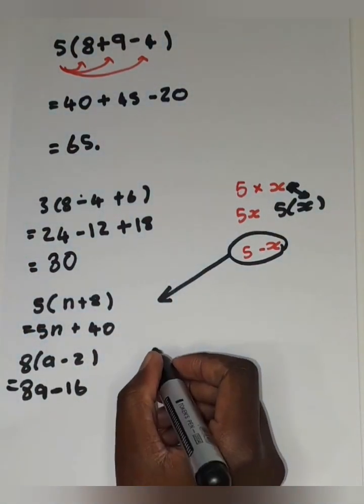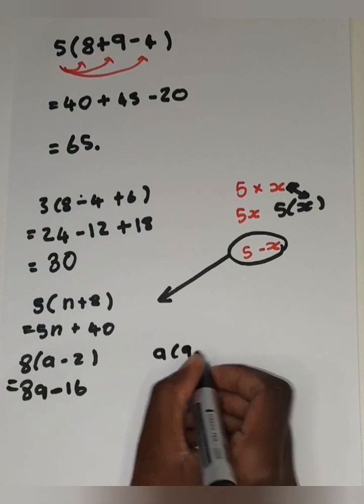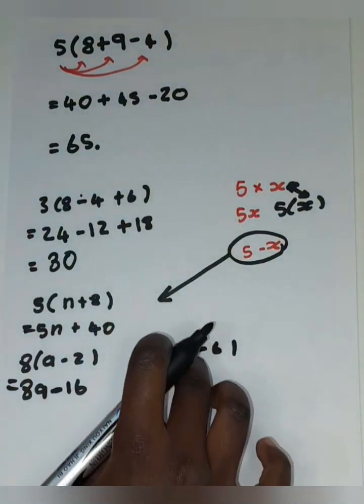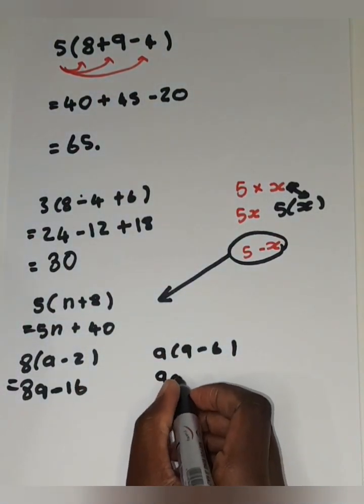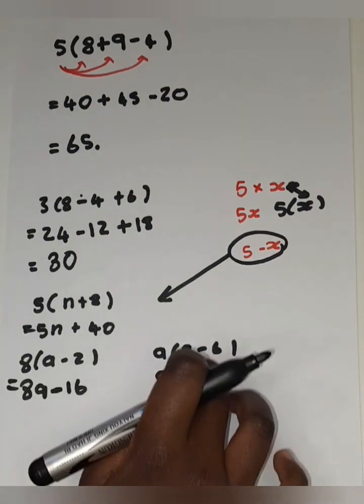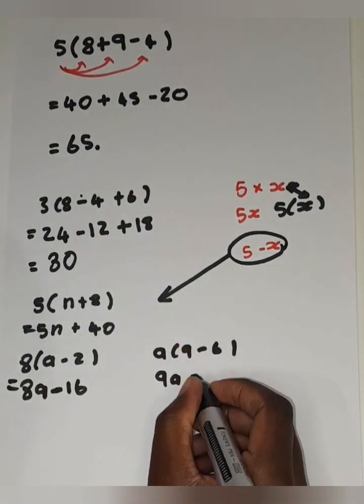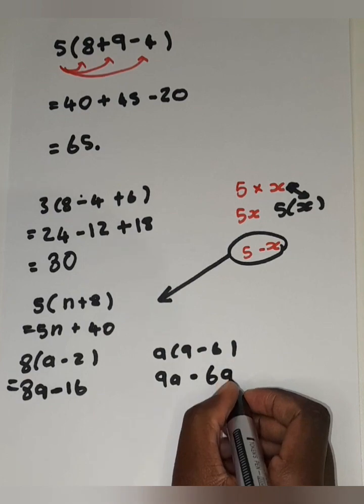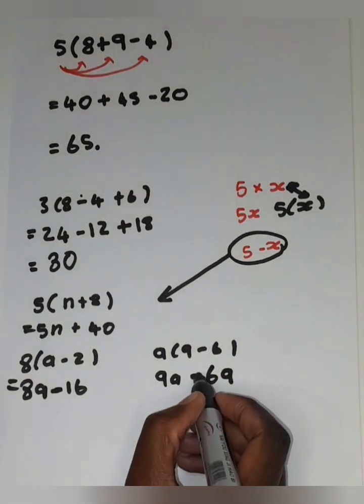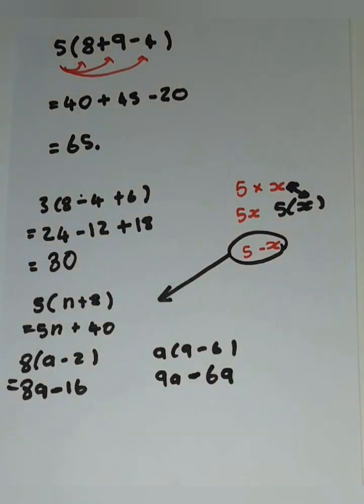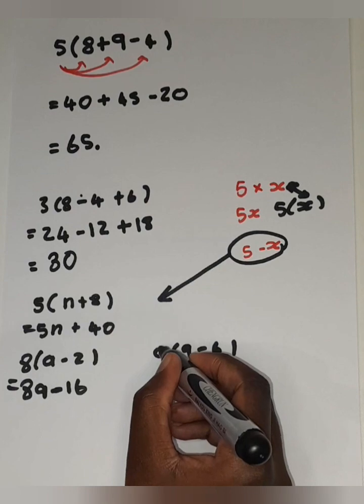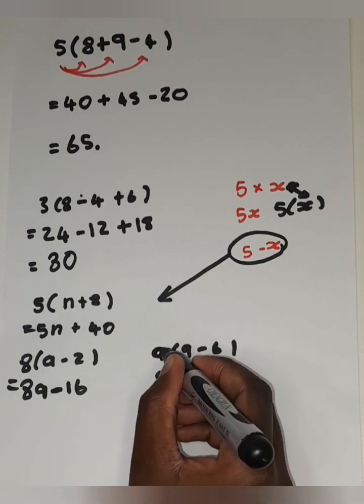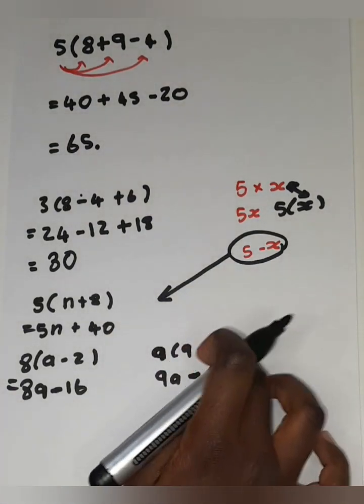So we come to the next example, which is A into 9 minus 6. So 9 times A, which is 9A. A times negative 6 is negative 6A. These are like terms. Why are they like terms? What happened here is that this is A, this is 9 minus 6.